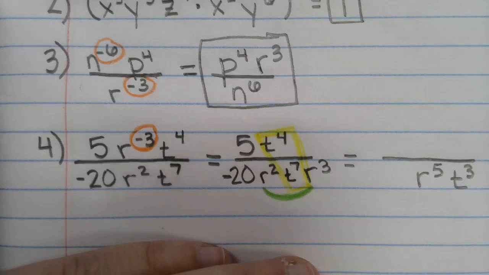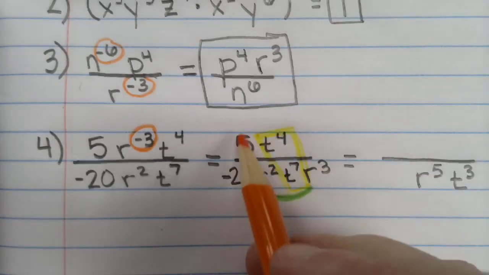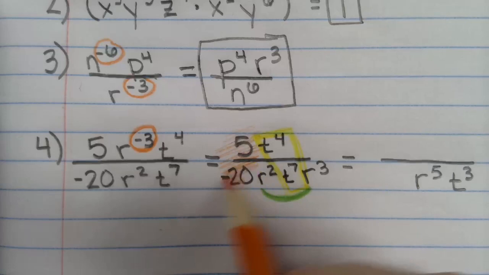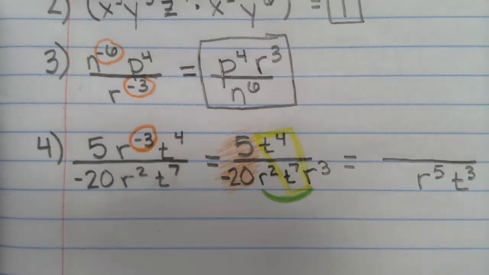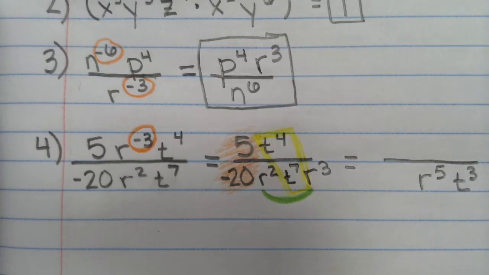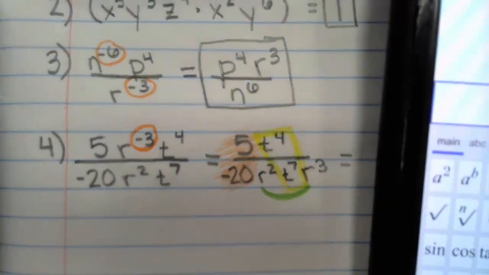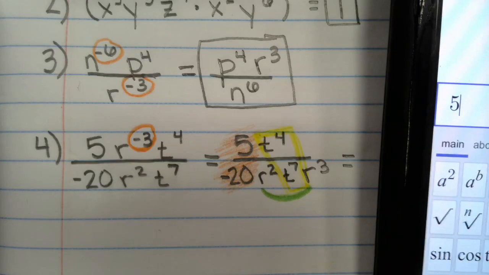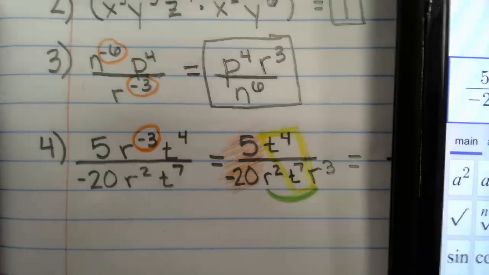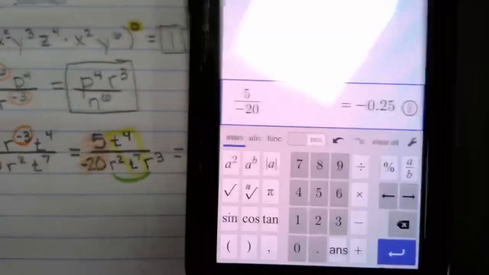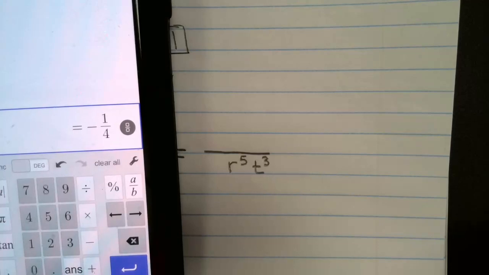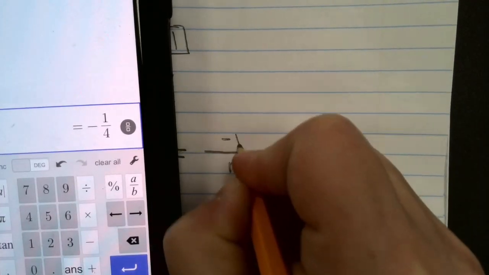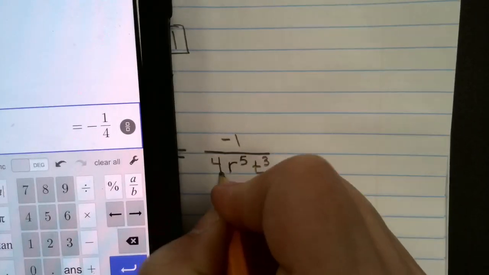Now there's one last thing that has a little bit of a trickster on it, this 5 over negative 20. We need to look at that as a fraction. So I need to simplify that, and I'm just going to use my calculator to do that. So 5 over negative 20 simplifies to negative 1/4. So on the top is going to be that negative 1, and on the bottom is the 4.